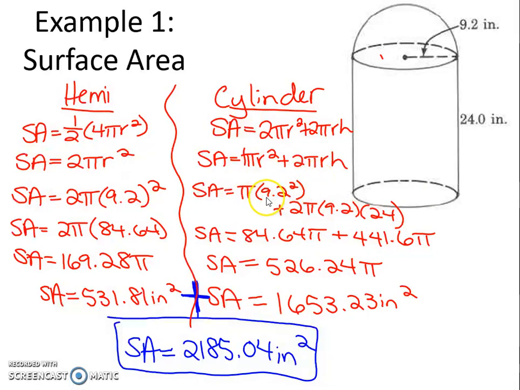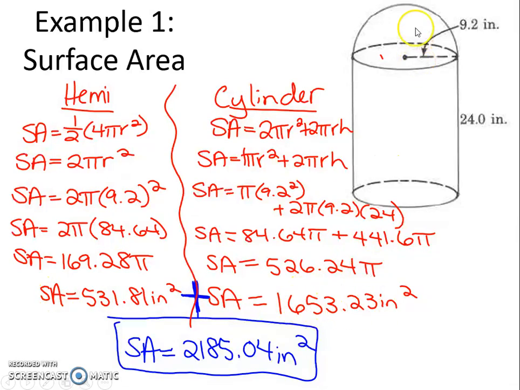So you're going to do 9.2 squared, which is the radius, times pi, plus 2 pi times 9.2 times 24, which is the height. If you calculate, 9.2 squared is 84.64 pi, plus multiply these two and then multiply that by 2. That's 441.6 pi. You can just add the numbers. That's 526.24. And then if you hit pi, you're going to get this figure.